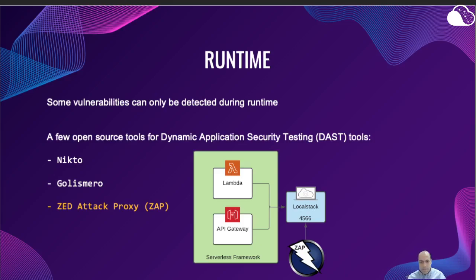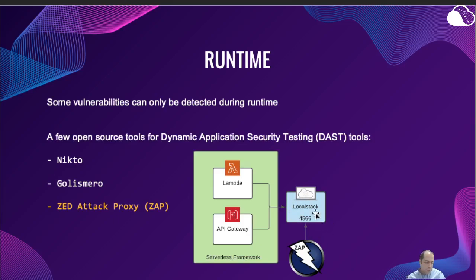Regarding your application specifically, you should use a tool called Dynamic Application Security Testing. That is a tool that will dynamically scan the endpoints that your application is exposing. So here I want to explain a little bit the setup of what we want to test. We have this serverless application with an API Gateway and a Lambda, and for the matter of the test, we will deploy them using the Serverless Framework into LocalStack.